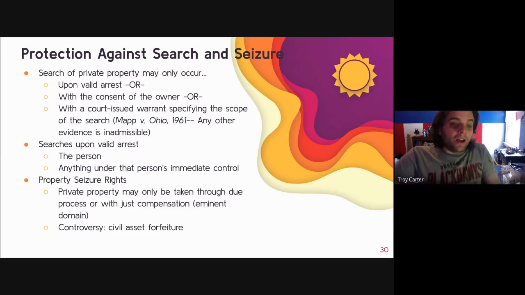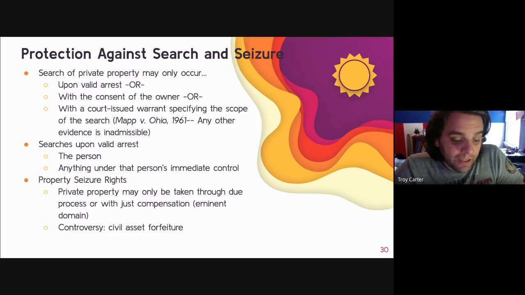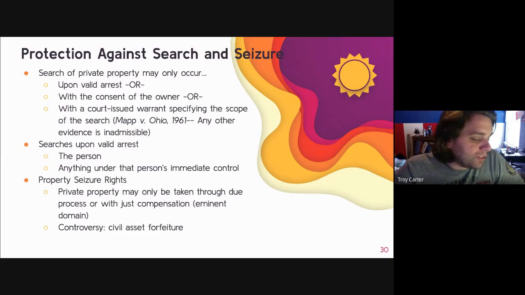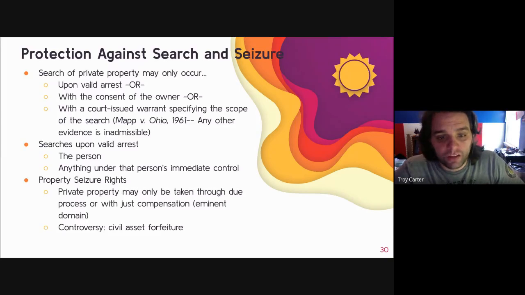Searches are also valid instantly upon any sort of valid arrest. If one is being arrested for a crime such as abuse, assault, disturbing the peace, then that person can be searched. Not only can that person be searched, but anything that is under that person's immediate control is immediately available to search for the police. This was mentioned as an exception in our textbook of things that are in plain view or things that could be potentially dangerous to an officer's safety, and that's why those searches are permissible.